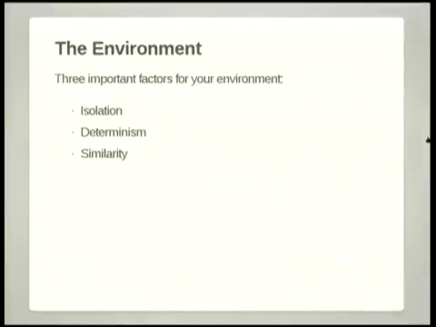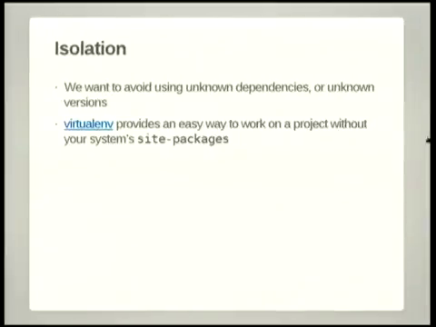The reason for this is determinism. We want to make sure that we can replicate this environment when we go to deploy, when we go to production, when we go to actually ship our application. And so by making sure it's isolated, we kind of have a record of what's going on. And I also look for similarity, which is simply something that's as similar to my production environment as I can get. So virtualenv is a pretty popular and well-known way to do this isolation. There's other ways to do it, but this is a really good one. This is what we're going to use today.